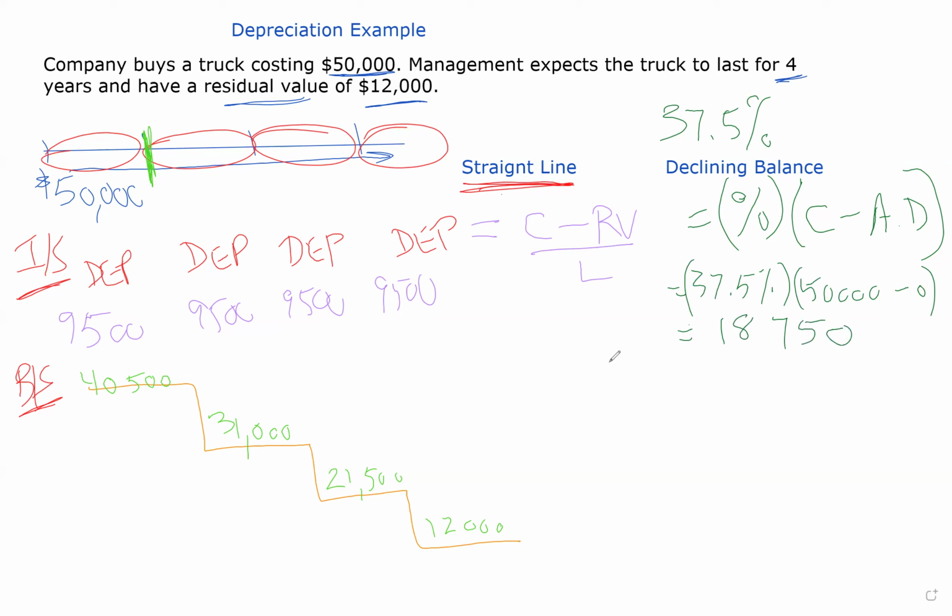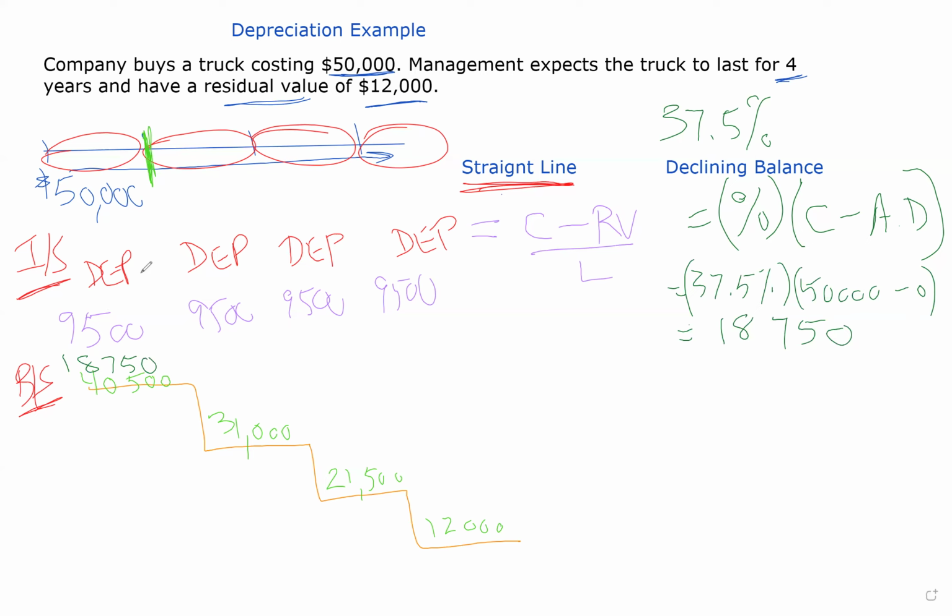So if I put it over here on this kind of timeline, let's drop it in there. We'll compare it. 18,750. You notice that the declining balance, the value of the depreciation charge or depreciation expense, is much larger than it is in straight line. And so the carrying value is going to be quite different.